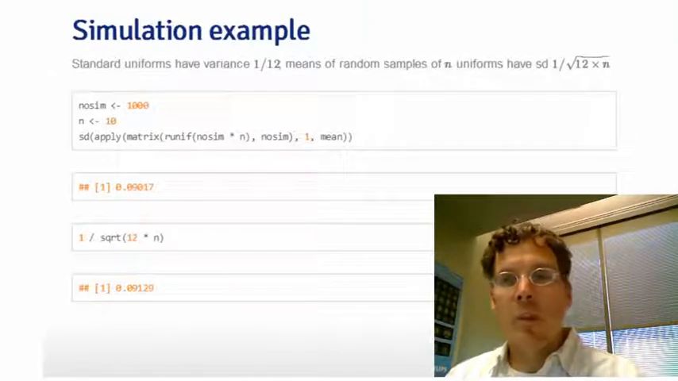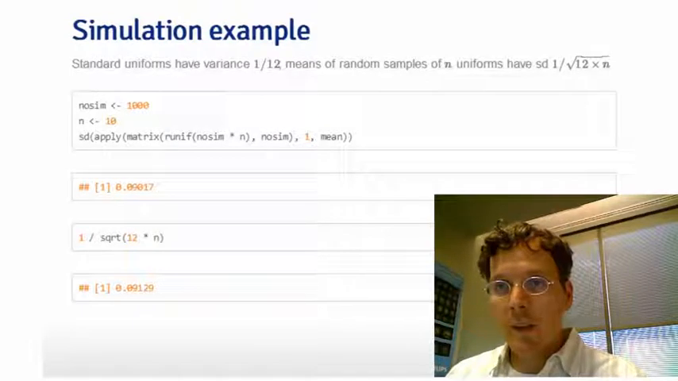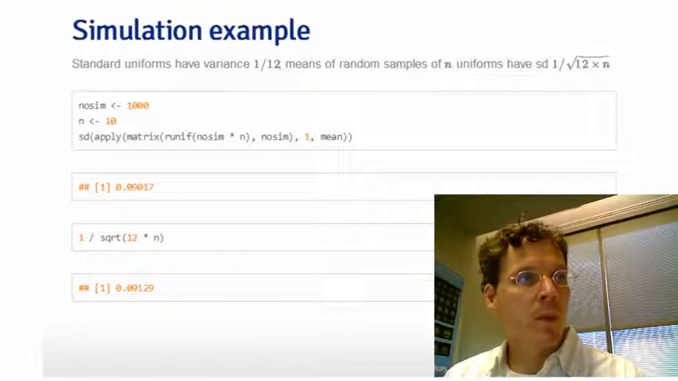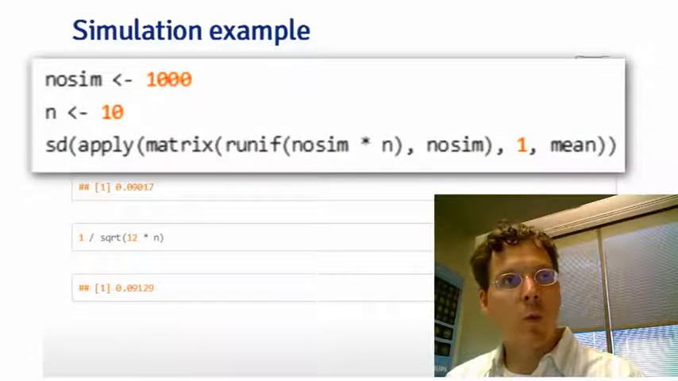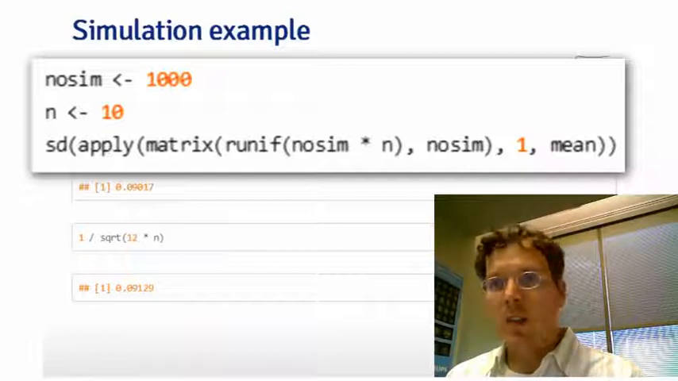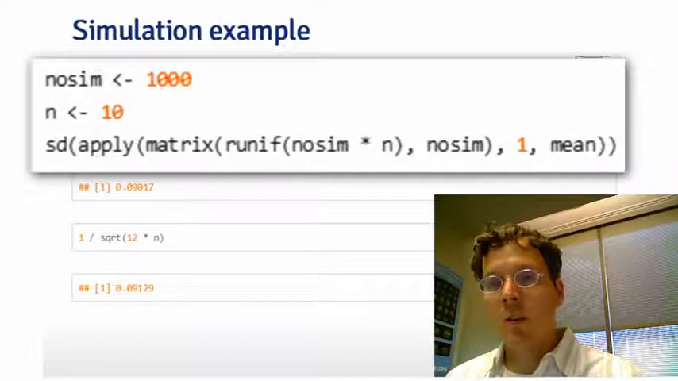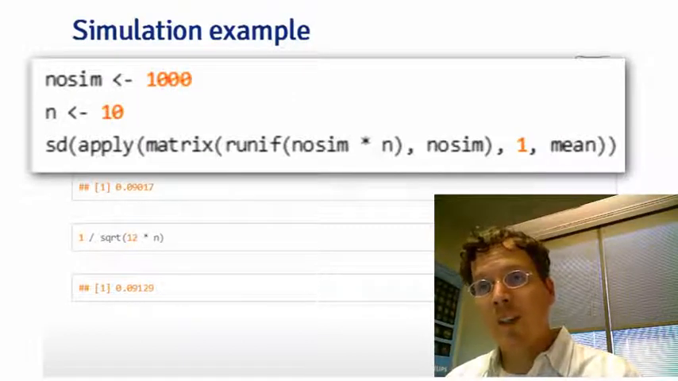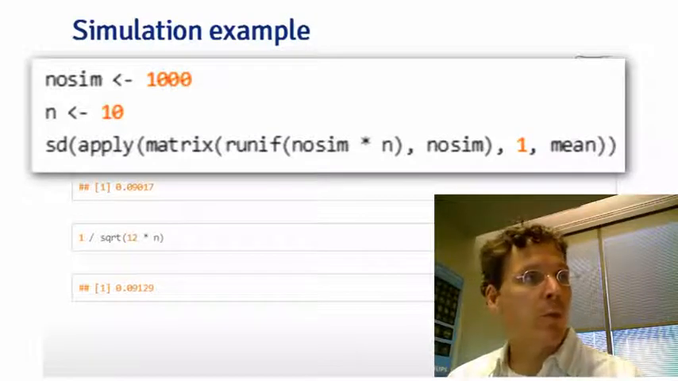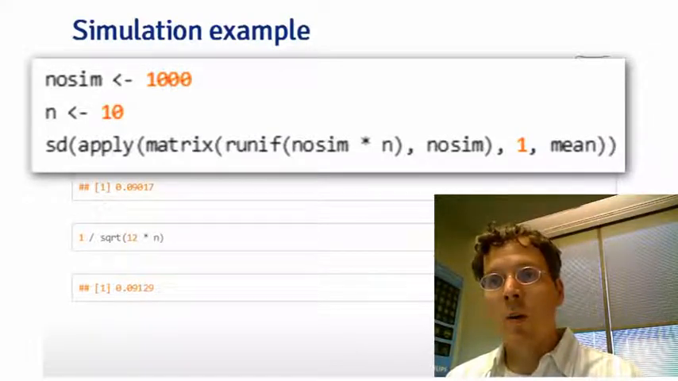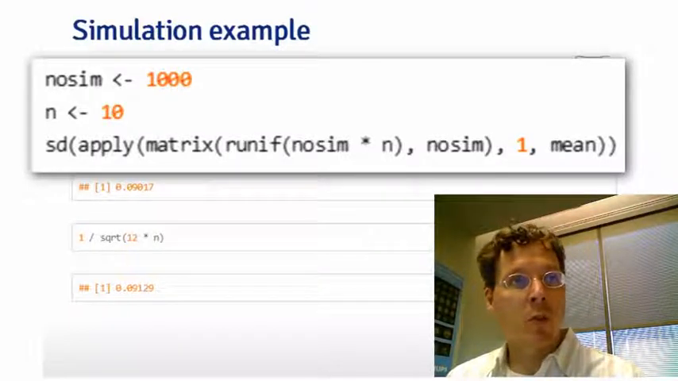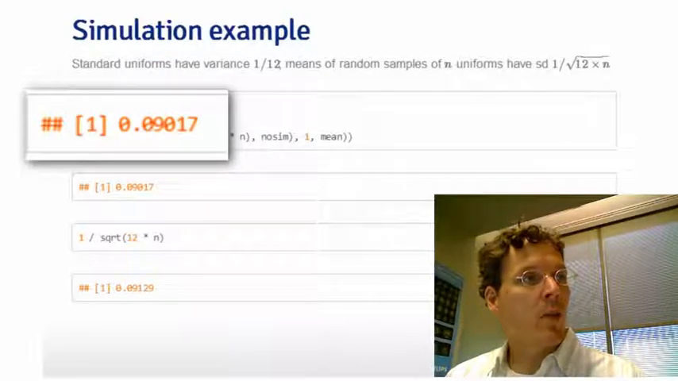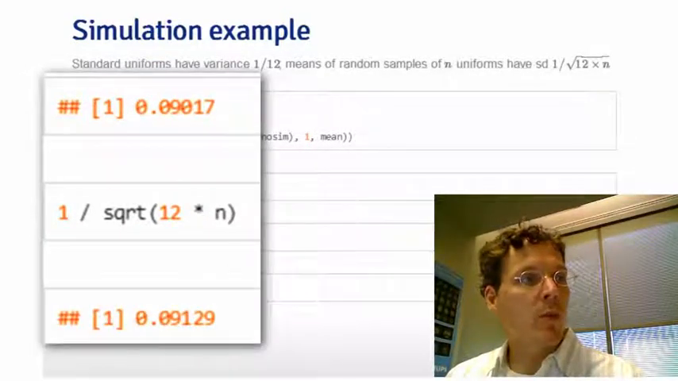Let's try it again. Standard uniforms, remember that density that's a flat line between 0 and 1, turns out that has a variance of 1/12. So let's take means of random samples of n uniforms. What we're going to do is simulate, in this case, 10 uniforms, take their average, and then do that over and over again, and then take the standard deviation of the collection of averages of 10 uniforms. And that will tell us about the distribution of averages of 10 uniforms from this population. Our math says that it should be 1 over square root of 12 times n. So if we do this, we get 0.09, and if we just take 1 over square root of 12 times n, we get 0.09.